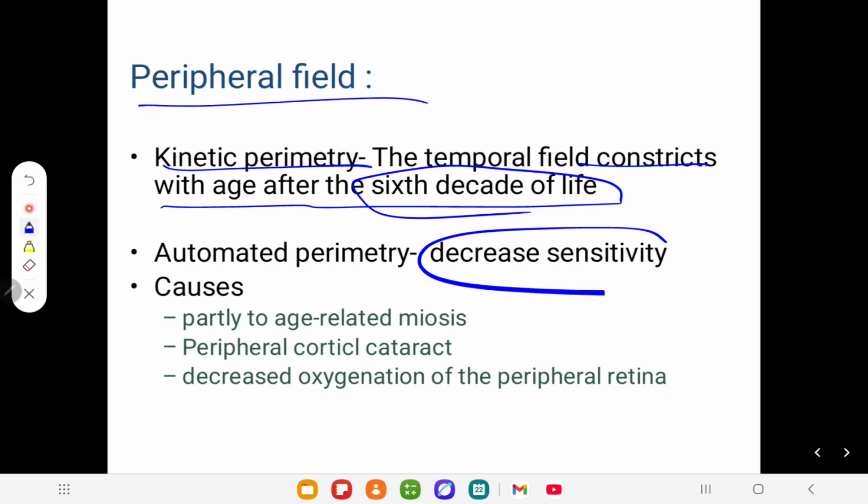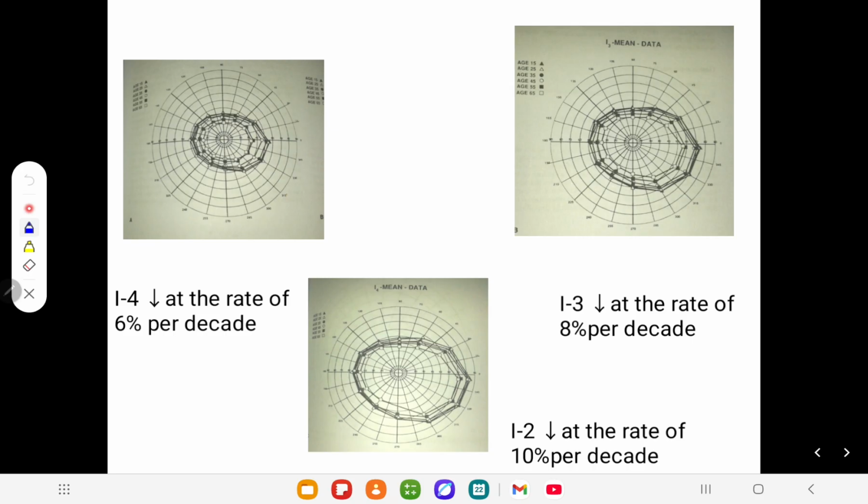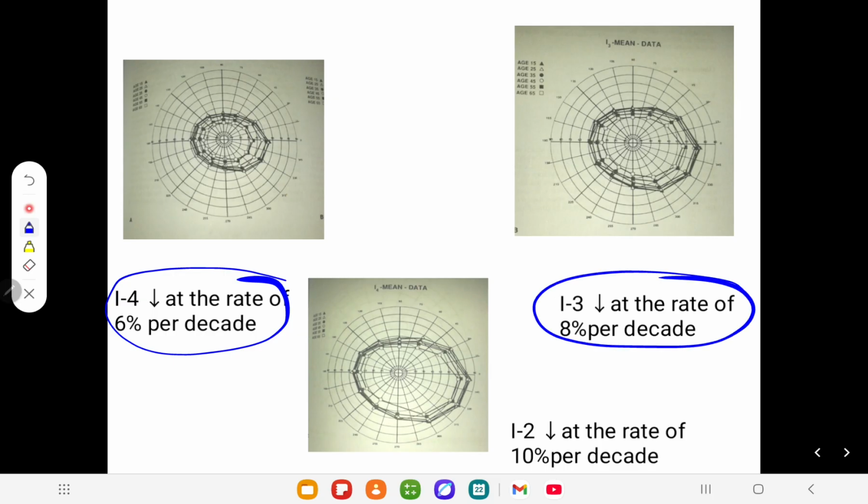Automated perimetry shows the peripheral sensitivity decrease, and the causes are partially age-related miosis, peripheral or cortical cataract, or decreasing oxygenation in the periphery of the retina. These can be the causes of decreasing sensitivity and even temporal visual field restriction. The I4e decrease rate is 6% per decade, and with I3, as we have already discussed in Goldmann, 8% per decade, and I2 10% per decade. That is decreasing the temporal visual field.